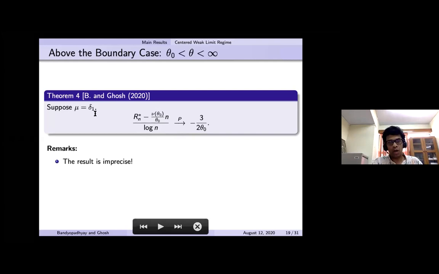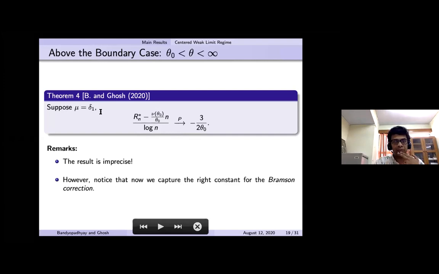So this result is imprecise. However, it indicates that a Bramson type correction is needed, and it captures the exact correct constant. This time we are not missing this 3, which is very interesting.